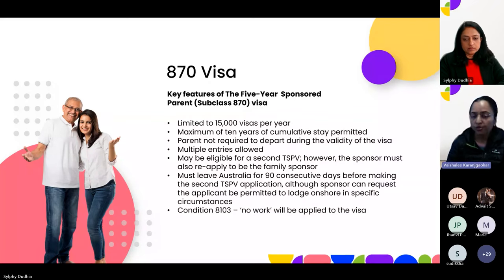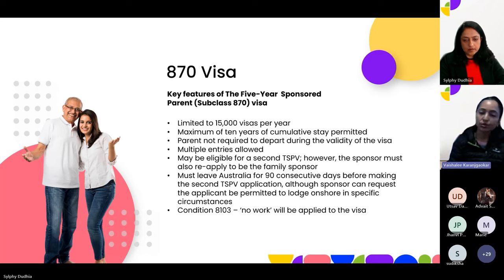Now, key features of this sponsored parent visa. Of course, there are limited seats. Currently, it is limited to 15,000 visas. Maximum 10 years of cumulative stay period, which means if you are applying for a 5-year visa, it can be extended only once. Up to 10 years, yes, no issues. After 10 years, parents may not be eligible for this visa. Whatever period you have applied for, whether it's 3 years or 5 years, parents are not required to depart Australia.